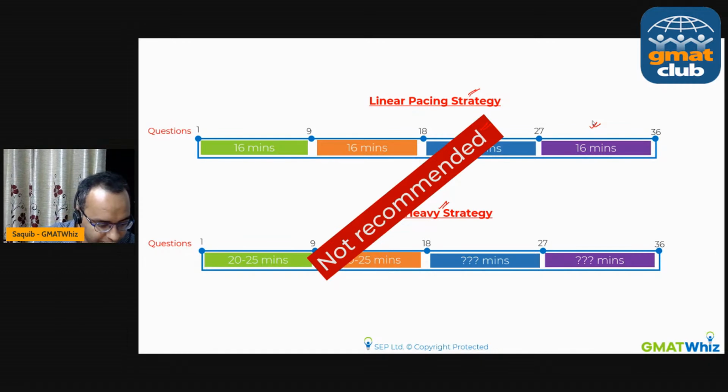There's a question, how to improve the speed in CR and RC. I'll talk about that. I have a slide on that also. I know these questions might come up, so don't worry. I do have that slide where I talk about how you increase your speed. I do have a live case study also of a student who actually improved his speed. So I'm sure that's going to help.